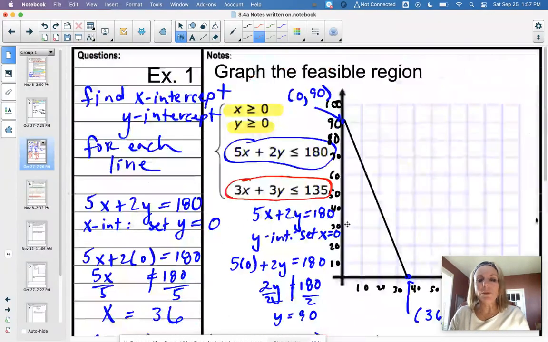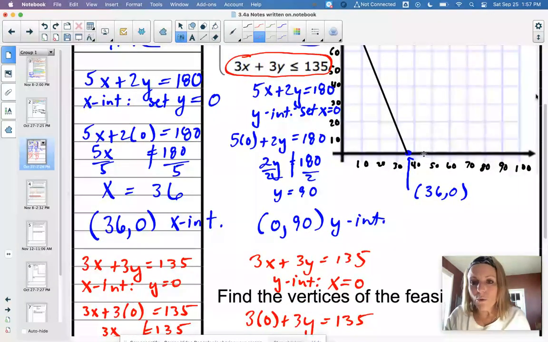So let's graph those. 45, 0 would be about right there. 0, 45 would be about right there.